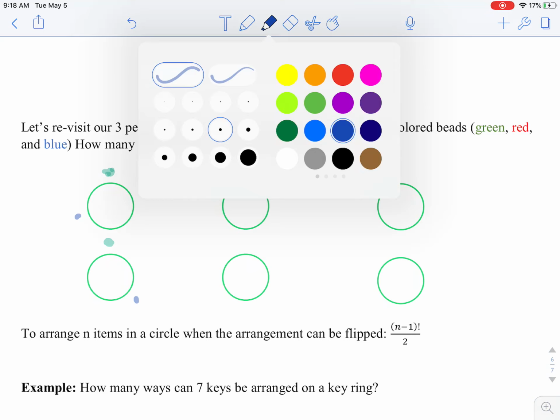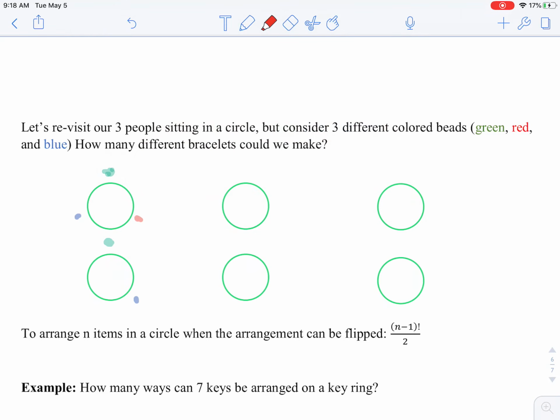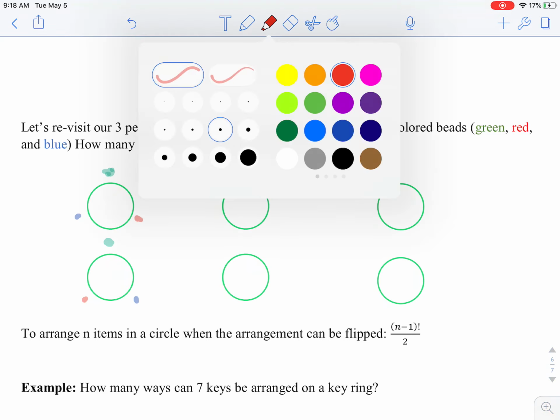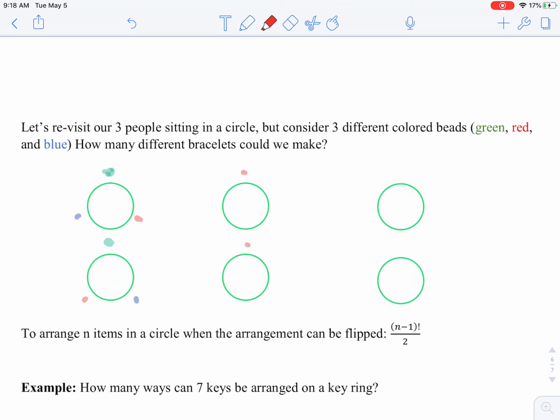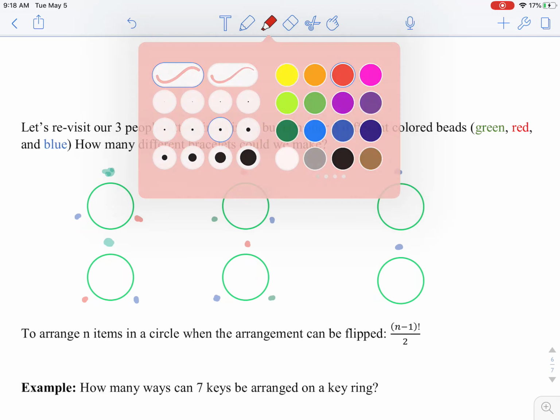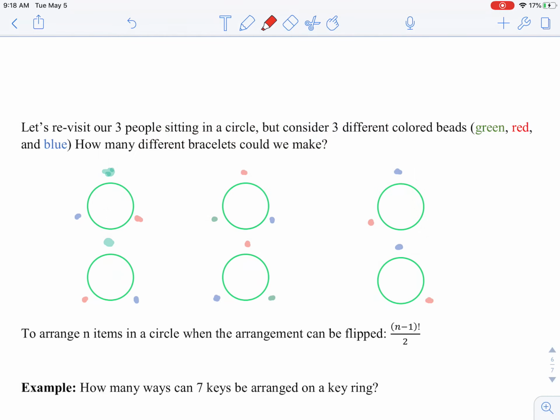Actually, that's not even a good blue. Let's change that color. Let's make sure we get a nice dark blue. And then red. Okay, now let's put red on top. We'll put green left, green to the right. And then we'll put blue right and left. And then finally, we'll put blue on top. Red to the left and right.